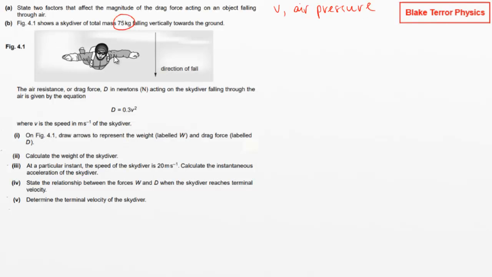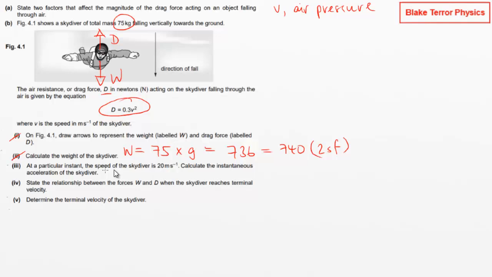Then we've got a 75 kilogram skydiver falling to the ground. Air resistance, drag force D is given by this equation. So that's nice that they've handed that over. First part, draw arrows to represent the weight and drag force. So weight downwards, as always, drag force opposing the motion, as always. Calculate the weight of the skydiver, right? So they said it was 75 kilograms. So W is going to be 75 multiplied by g, which is coming out as 736 newtons. So I'll say 740 to 2 significant figures.